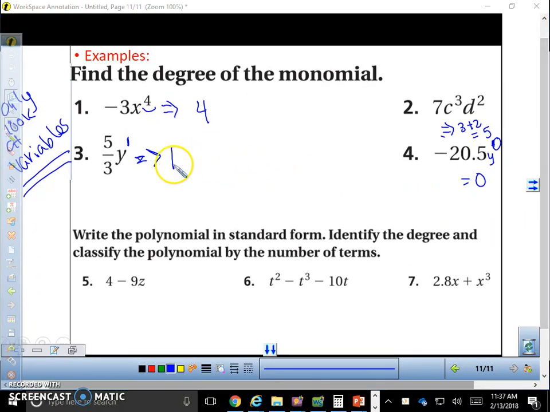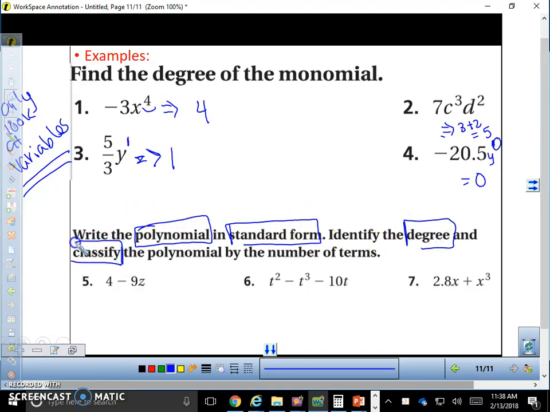All right. Example 5: write the polynomial, so we're looking at a sum of monomials, in standard form. Identify the degree and classify it, name it. Okay, let's go ahead and write it in standard form. Decreasing exponent form. So negative 9z plus 9. Decreasing exponent. Exponent of 1, no exponent.